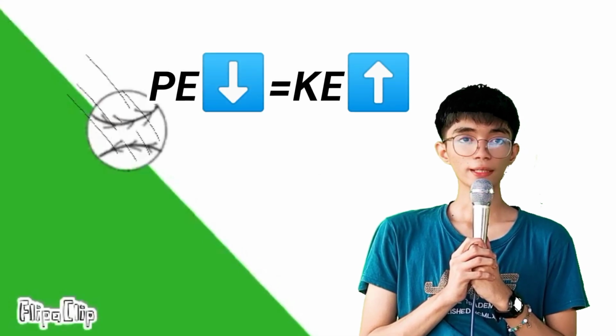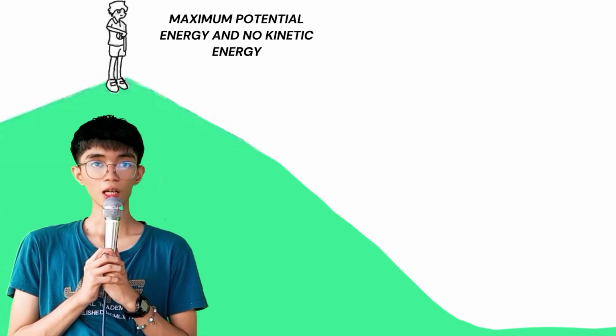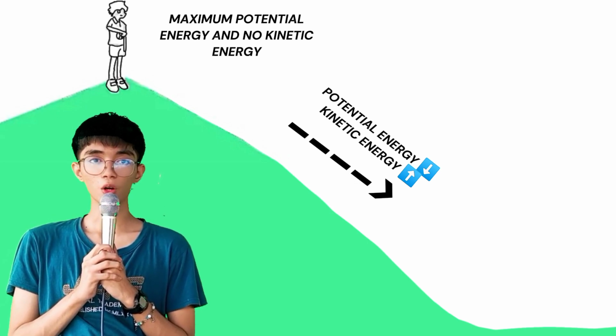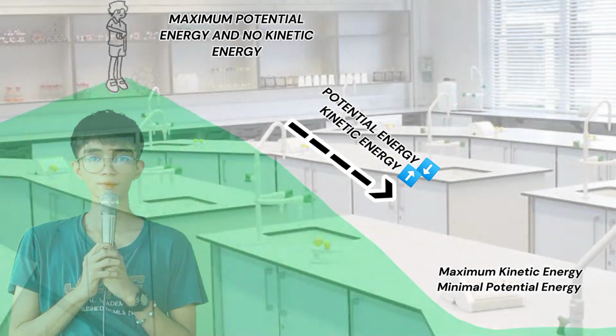When we combine these two concepts, we get a clear picture of energy transformation. As the ball at the top of a hill rolls down, its potential energy decreases, while its kinetic energy increases. At the top, the ball has maximum potential energy and no kinetic energy. As it starts moving, potential energy is converted into kinetic energy. At the bottom of the hill, the ball has maximum kinetic energy and minimal potential energy.